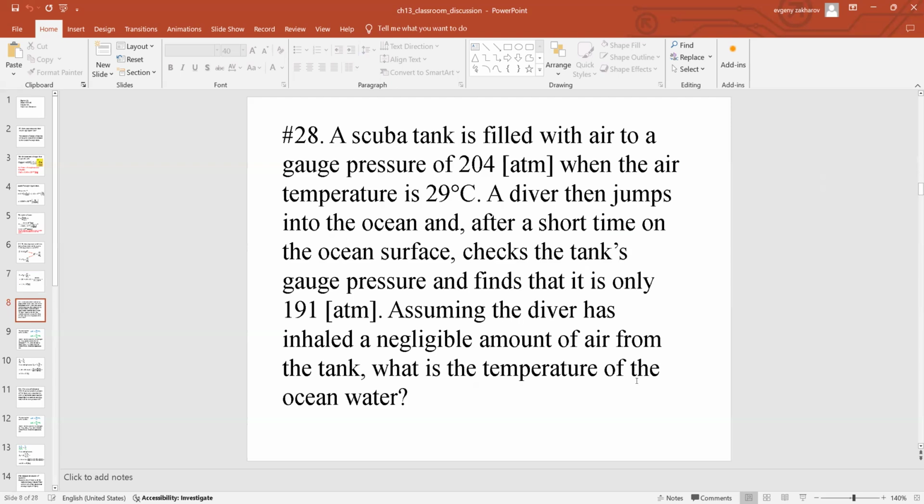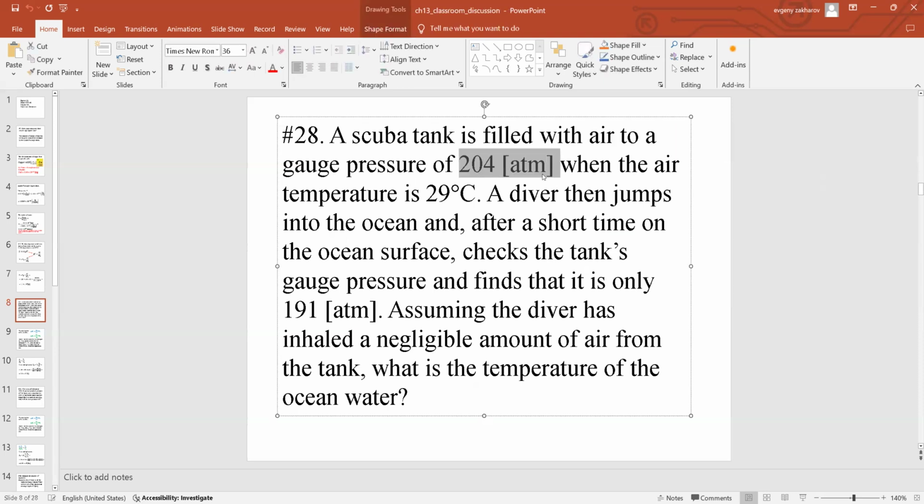Okay, on to the ideal gas law. We got a scuba tank with air, and the gauge pressure is 204 atmospheres. Be careful, we can't do atmospheres. We have to convert to pascals. And the air temperature is 25 Celsius. Be careful, you can't do Celsius, you have to do Kelvin. And the diver jumps into the ocean. And after a short time, the tank's pressure is 191 atmospheres.